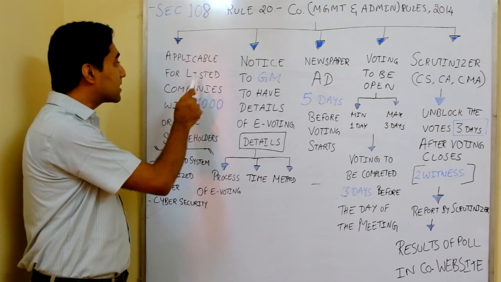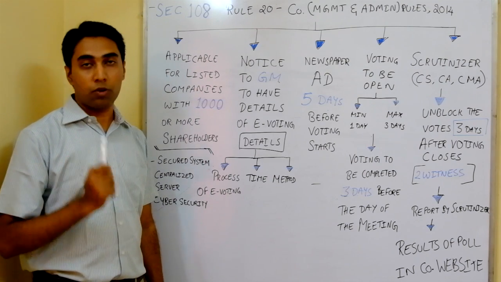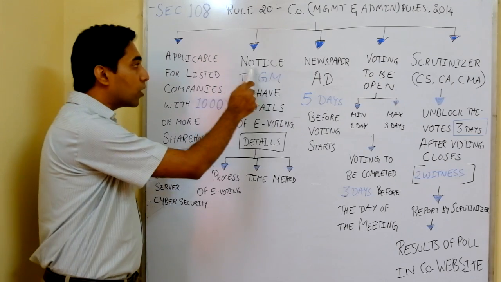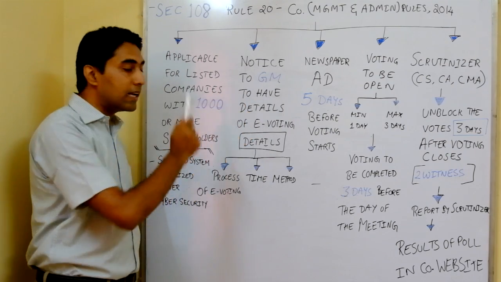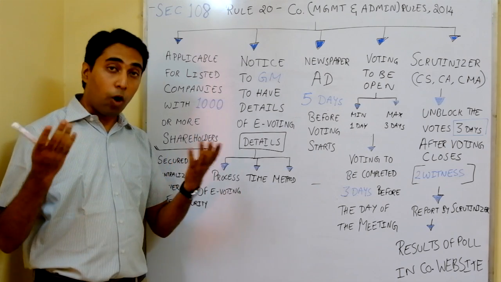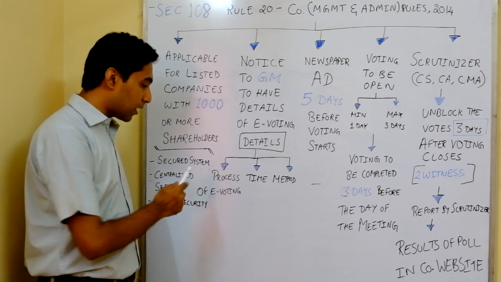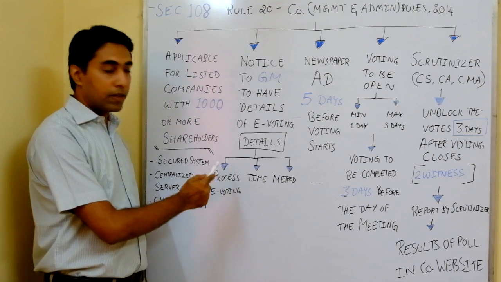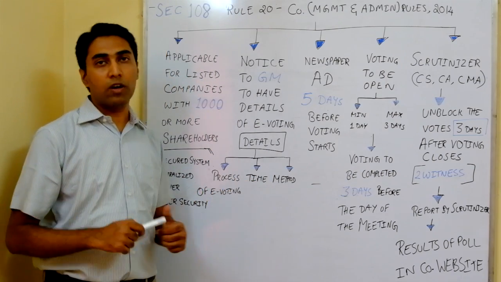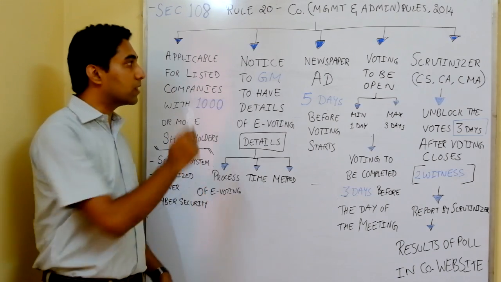For every listed company with 1,000 or more shareholders, they have to go for voting by electronic means. Shareholders have to be given this option. Next, the notice to the general meeting should have details of the e-voting. So when we call the shareholders for the general meeting, we also have to give the details relating to the e-voting. What details should we give? Things like the process of e-voting, the time for the e-voting, and the method for the e-voting. Method for e-voting means the login credentials, how to vote, things like that. All these details should be in the notice.